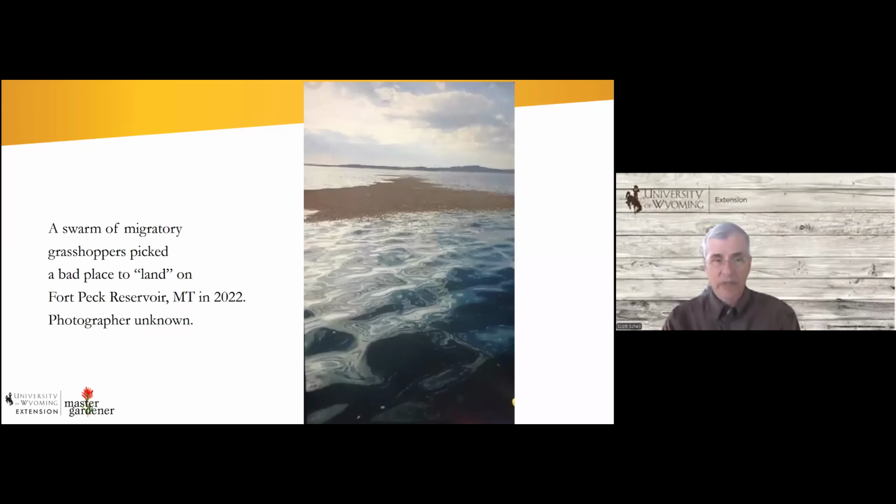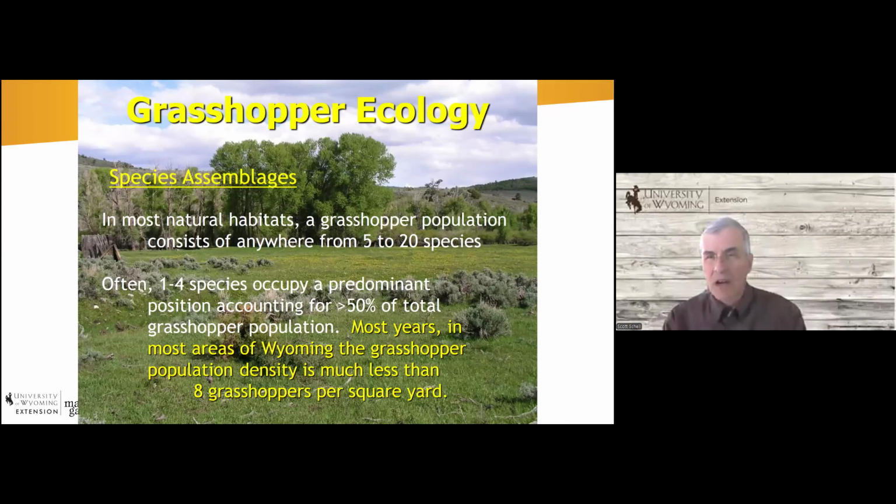Here's an interesting picture of a swarm of migratory grasshoppers that were flying up in Montana. They picked a bad spot to land. They landed on Fort Peck Reservoir. So again, we do not have any grasshoppers in the United States that are considered locusts, but the migratory grasshopper is pretty darn close. A little bit about grasshopper ecology.